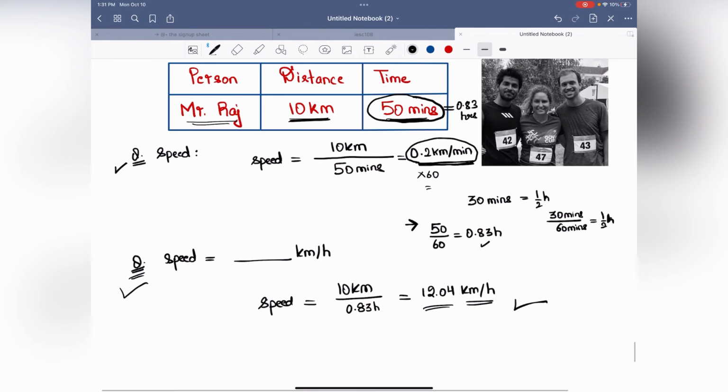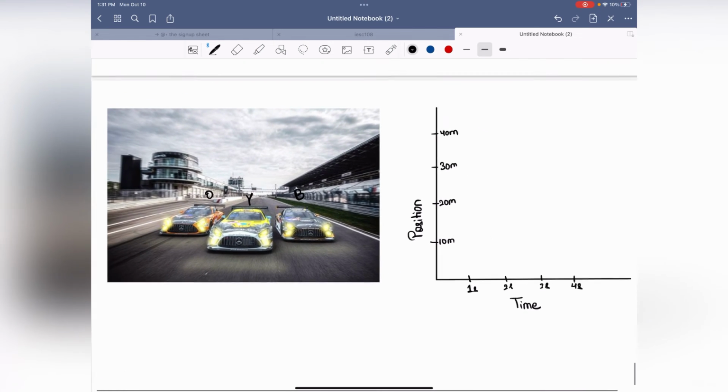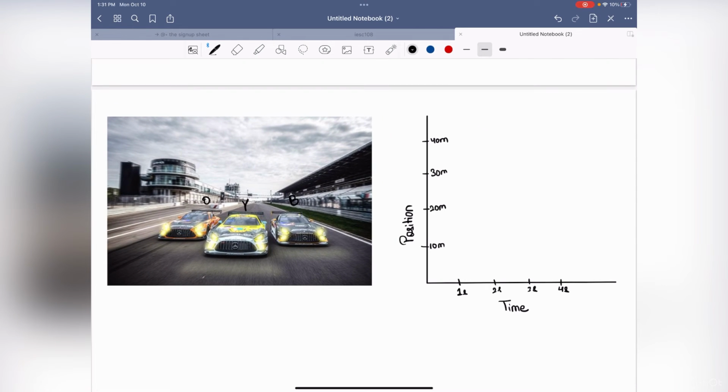All right, moving on. The last topic for this assignment. Let's see what we have here. You have three cars here. Let's just call this car orange, this one yellow, this one black. And these three cars are racing against each other, okay? And what I have on the right is a graph. The x-axis has time, 1 second, 2 second, 3 second, 4 second, whereas the y-axis has 10 meter, 20 meter, 30 meter, 40 meter going on.